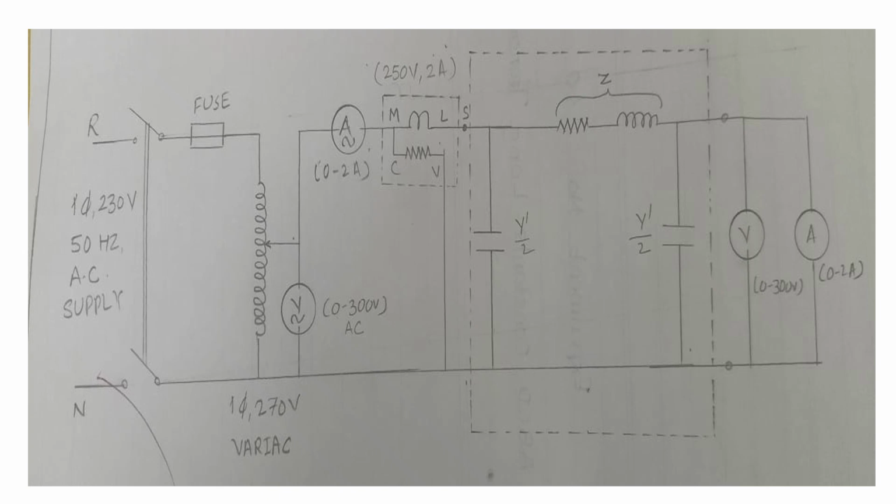First case, sending end will be open circuited, and second case, sending end will be short circuited. And in both cases, again we'll measure the sending and receiving end parameters, that is sending end voltage, sending end current, receiving end voltage and receiving end current. And those parameters will be used for calculation of ABCD parameter. So that we'll discuss in detail.